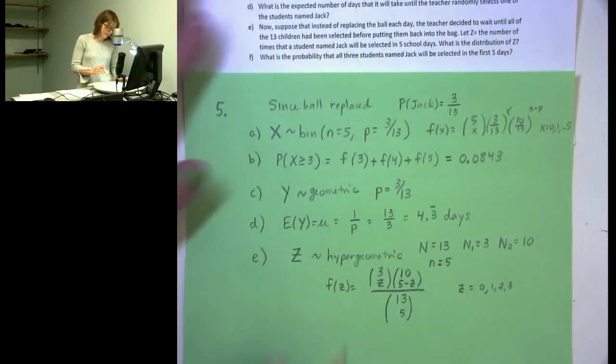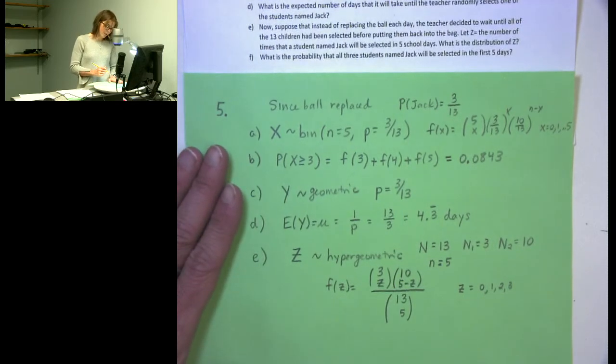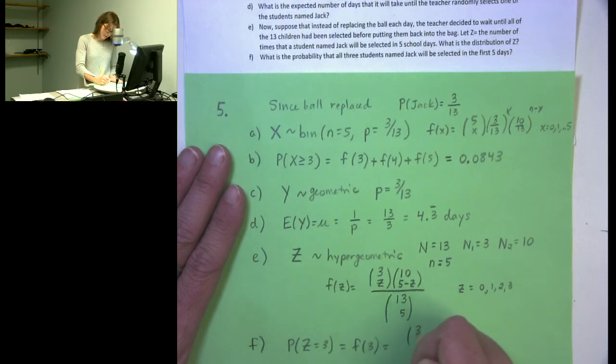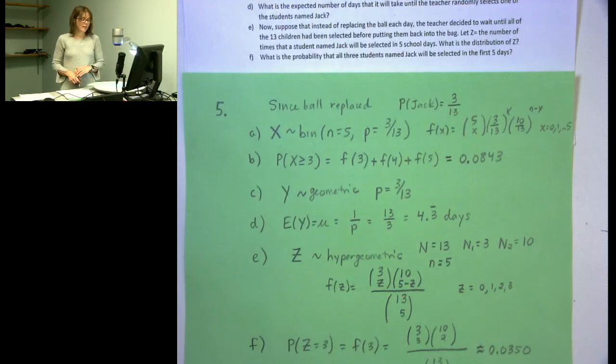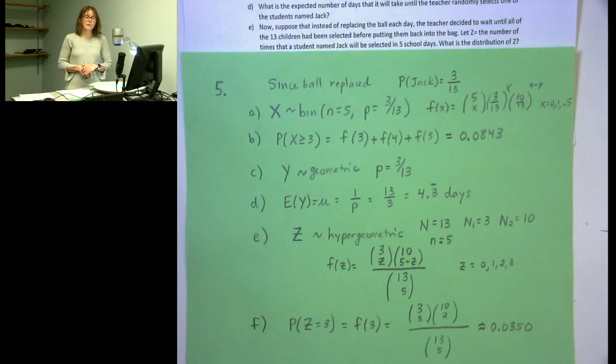And the last part, part F, asks us what is the probability that all 3 students named Jack will be selected in the first 5 days. So that's looking for the probability that z is equal to 3, which is f of 3. So I'd have 3 choose 3, times 10 choose 2, divided by 13 choose 5, which will give me a probability of, rounded, 0.0350. And that is question 5.